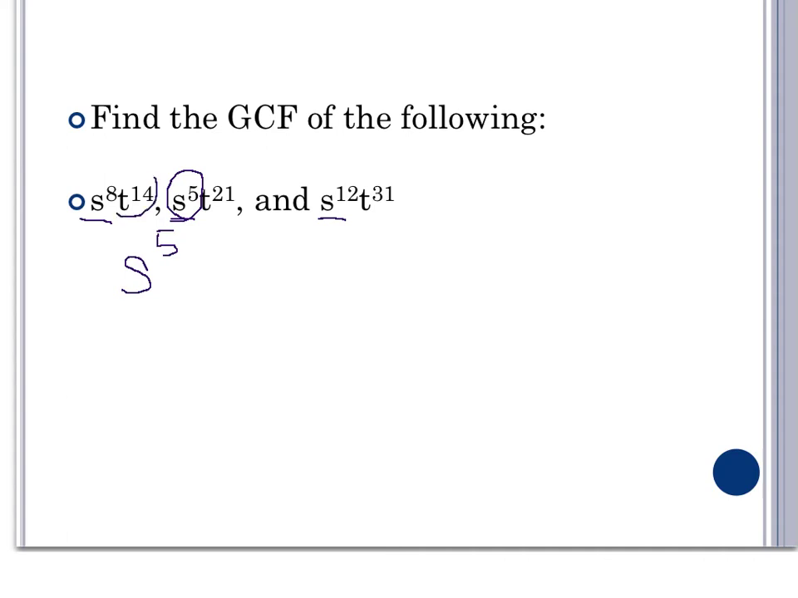Now looking at our t values, t to the 14th, t to the 21st, t to the 31st, t to the 14th, that is the most amount of t's that we have. So s to the 5th, t to the 14th is our greatest common factor.